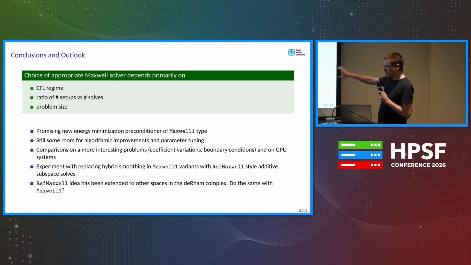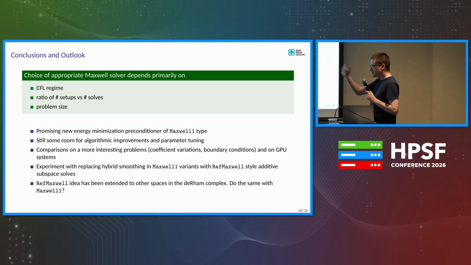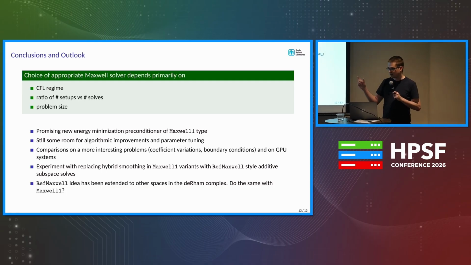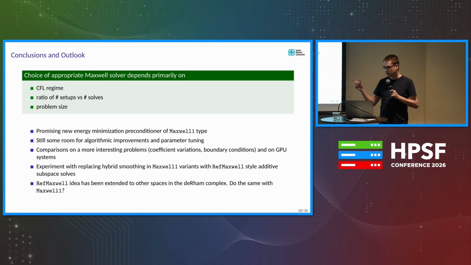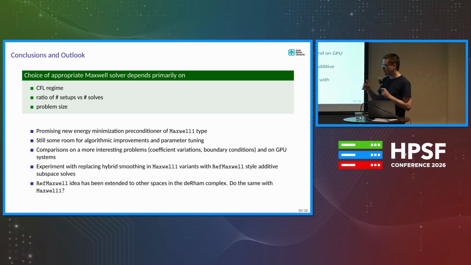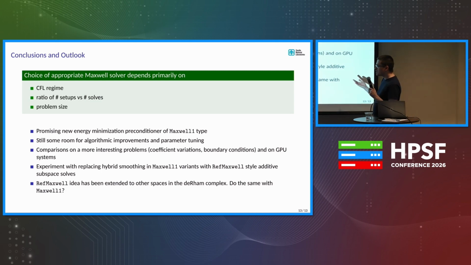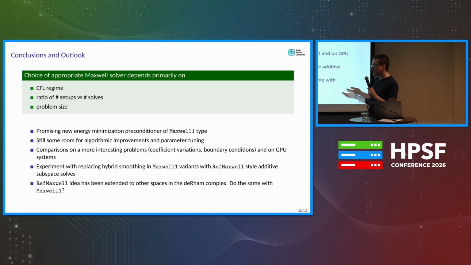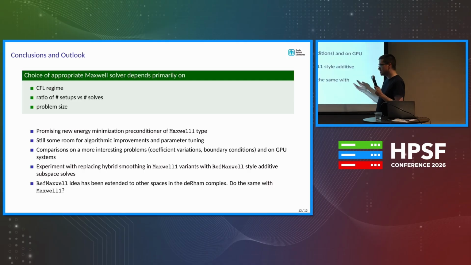Two topics that are more researchy that we want to look into: we've seen for these RefMaxwell type preconditioners that this additive way of applying the preconditioner really gives us fast iterations. And so we think we can backport that into this other family of Maxwell preconditioners. It might degrade the iteration counts, but it will also speed up the individual iterations. So that's something to try out.